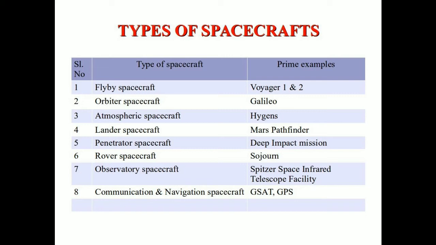A prime example of the flyby spacecraft category is the pair of Voyager spacecraft, which conducted encounters in the Jupiter, Saturn, Uranus, and Neptune systems. Other examples include Stardust Cometary Sample Return, Mariner 2 and 5 to Venus, Mariner 4, 6 and 7 to Mars, Mariner 10 to Mercury, Pioneer 10 and Pioneer 11 to Jupiter and Saturn, New Horizons to Pluto and the Kuiper Belt mission.